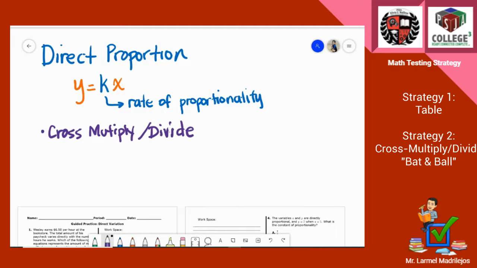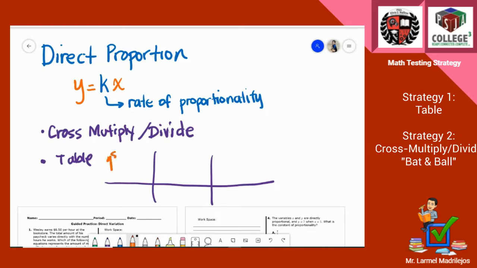The second strategy is going to be preparing a table. So what's this table for? If I prepare a table, I'm going to divide this into 3. The first statement usually tells us about the proportionality. So the first statement, they will mention the first word or letter or value. It goes on top of this fraction.